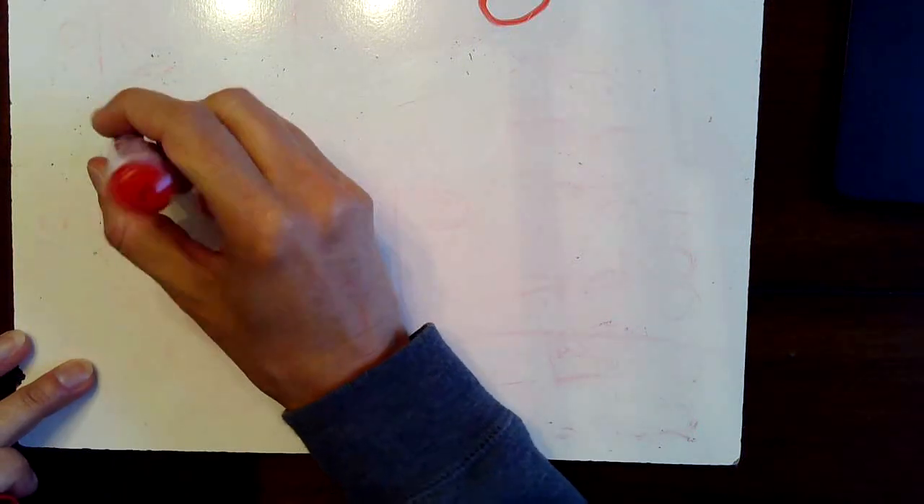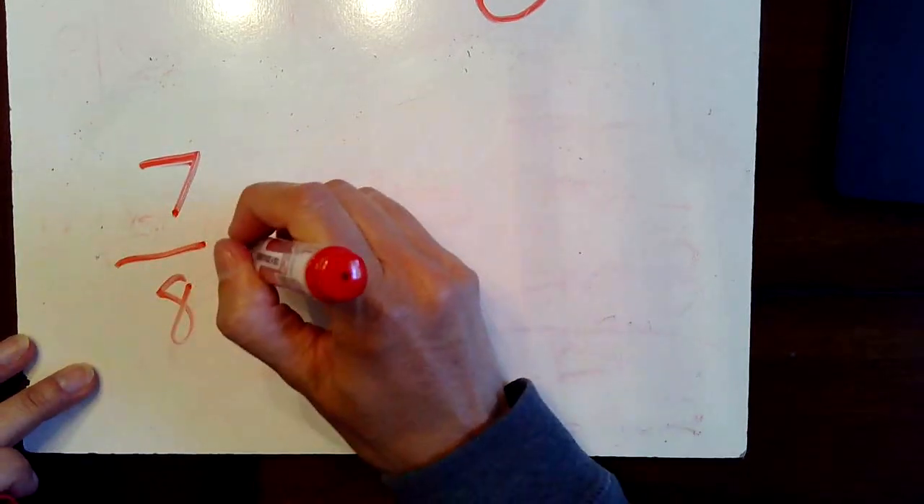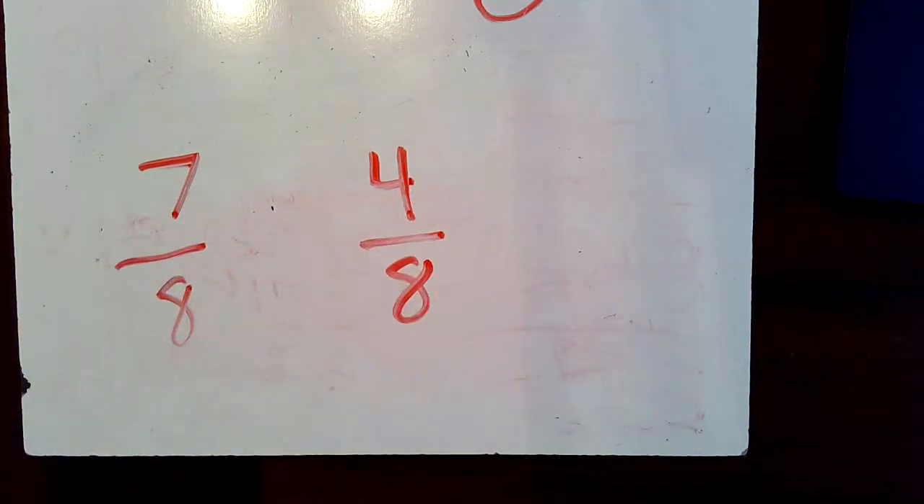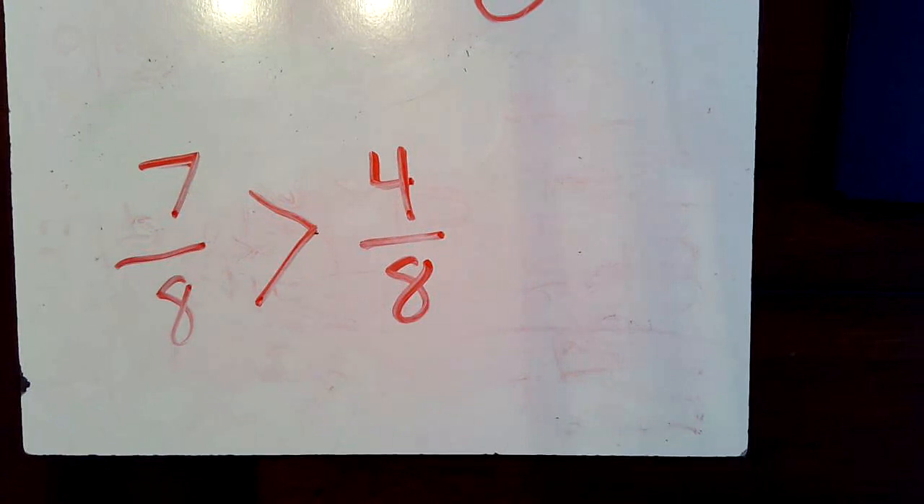Let's do 7/8 and 4/8. Go ahead and put in your sign. 7/8 is greater than 4/8. I feel like you guys are getting pretty good at comparing fractions with the same numerator or the same denominator.